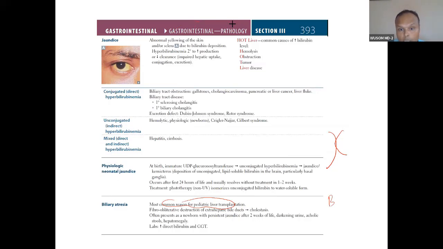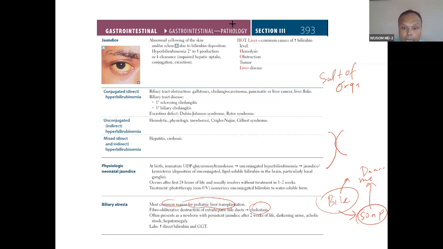Okay, cholestasis: if bile is very high in your liver, it functions like a soap. You know what soap is? Soap is a salt of an organic acid. Bile is also a salt of organic acid, so it will function as soap. Soap means it will damage the hepatocyte membrane, and that is why hepatic damage happens.